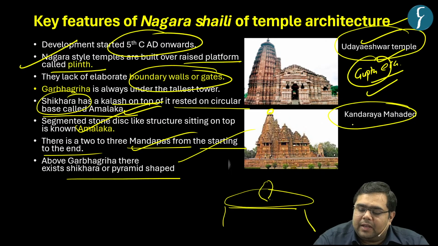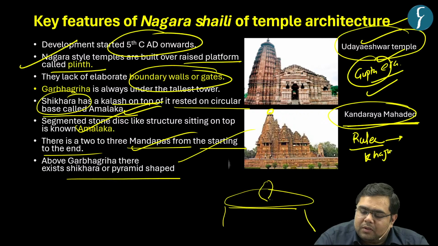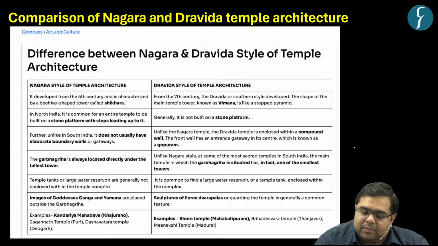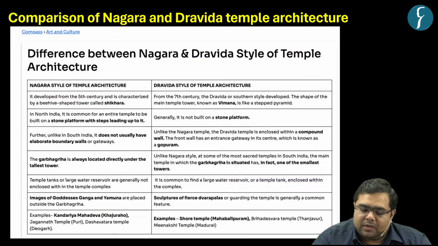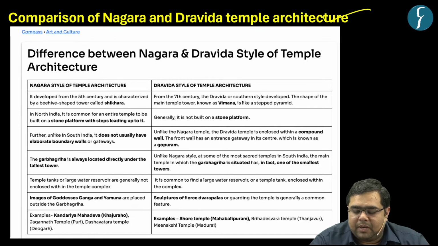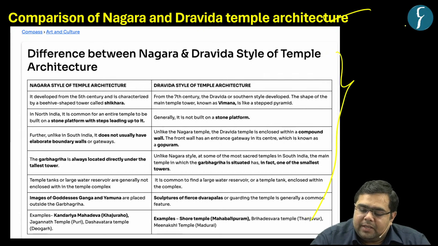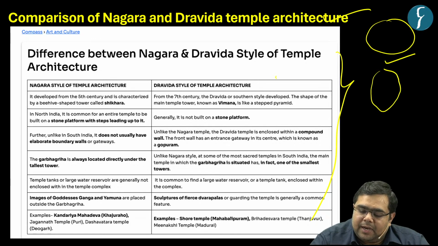it reached its zenith under the patronage of the rulers of MP, in Khajuraho. The name of the temple is Kandariya Mahadev Temple. Now let us discuss key differences or comparison between the Nagara and Dravida style of temple architecture. Right. So Nagara Shaili developed in the northern part of India and Dravida Shaili developed in the southern part of India. You can go to the Compass website and see this detailed article written on the difference between Nagara Shaili and Dravida Shaili.